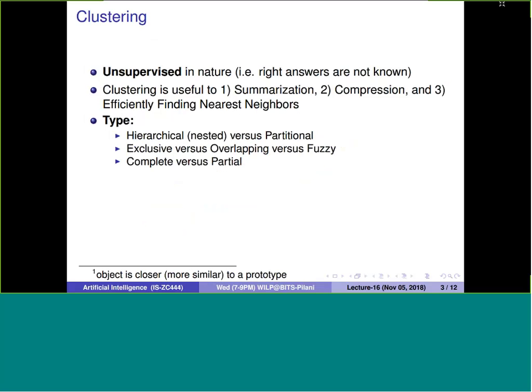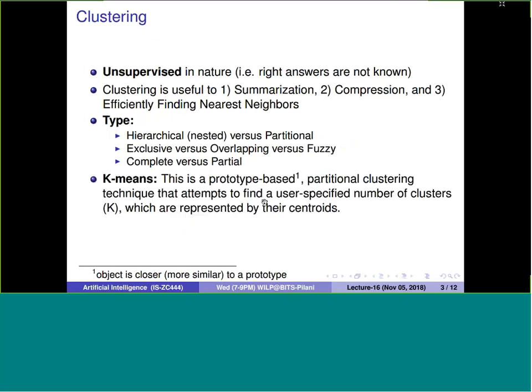Sometimes your partitioning algorithm is such that you are partitioning all the items, and sometimes you are not partitioning some of the items. Some of the items are remaining, and such an algorithm is DBSCAN. We will see how this algorithm works.